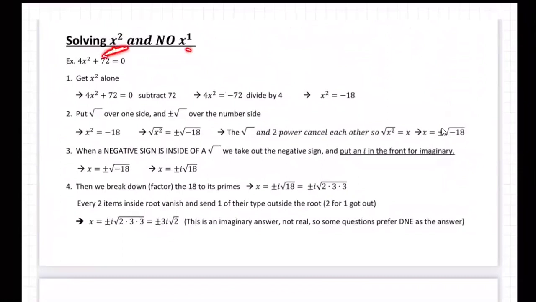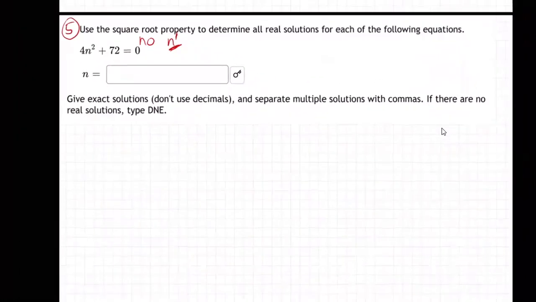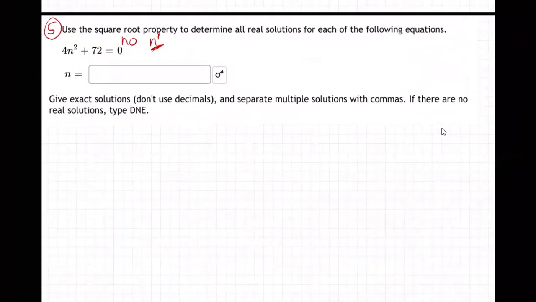When you're solving x squared and there's no x to the first, what do you do? A little different process. First, you get the x squared alone, then you put a root and a plus or minus root over the number side. Let's do that. So it's a little different situation. So step 1, get n squared alone. So we don't get a 0.